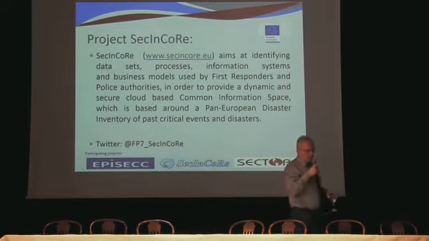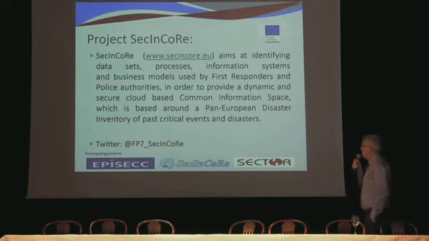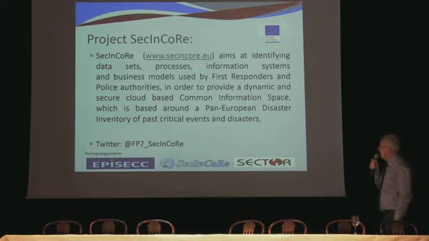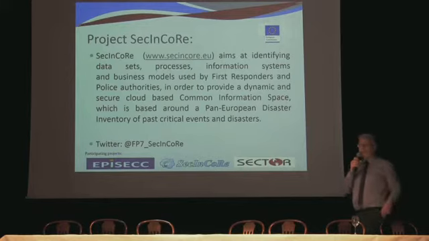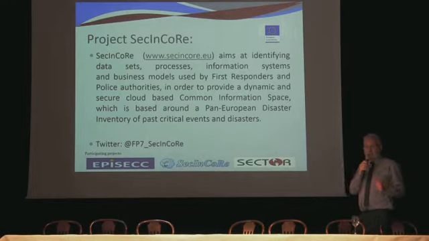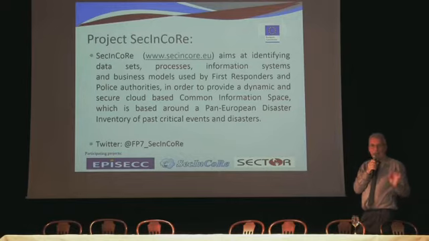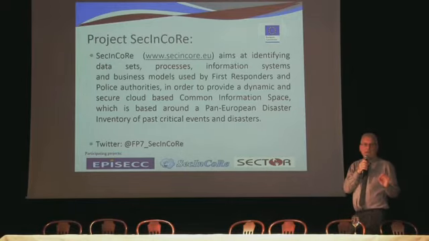If you look at the Secure core project, it aims to identify data sets, processes, information systems, and business models used by first responders and police authorities in order to provide a dynamic and secure cloud-based common information space, which is based around the pan-European disaster inventory of past critical events and disasters. So we're gathering the information from the past and sharing it in a manner and form that's understood at different levels. Now, a key thing here is interoperability. Interoperability is not just about data. It goes from semantic to technical to physical to ethical, legal, all the way up to the policy levels. And these three projects actually used some of the work they did to show what is needed in these specific areas. So that's the first project.